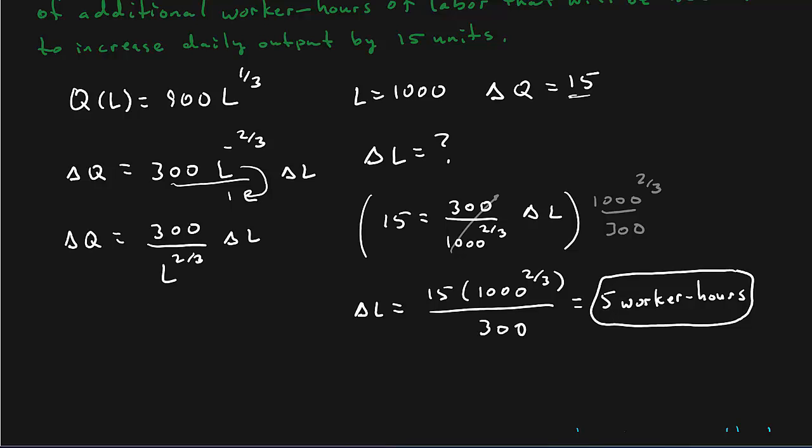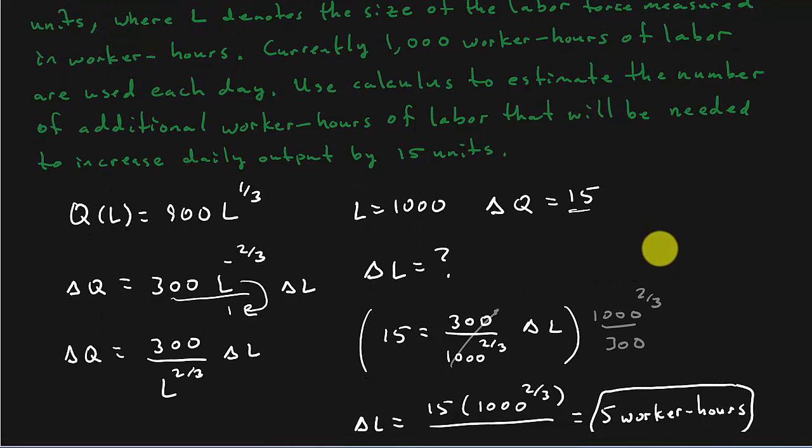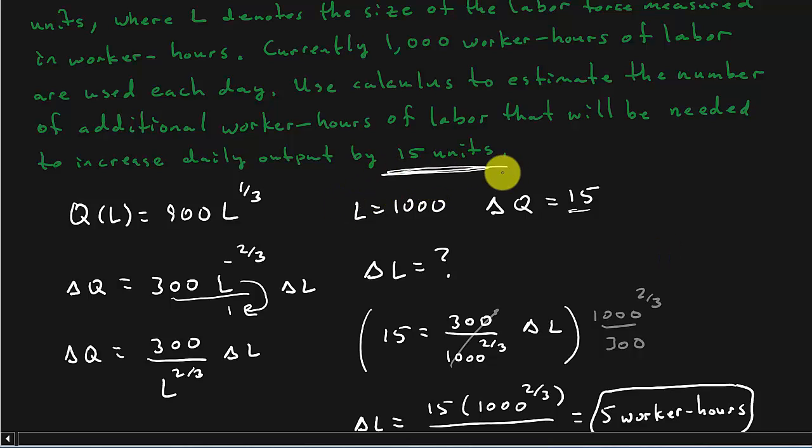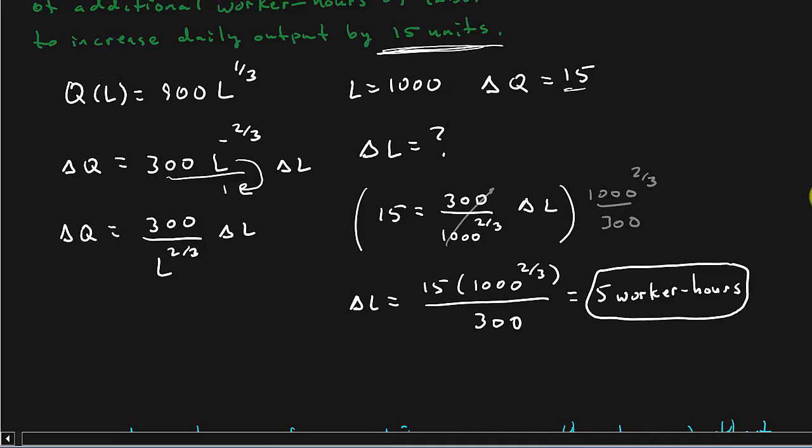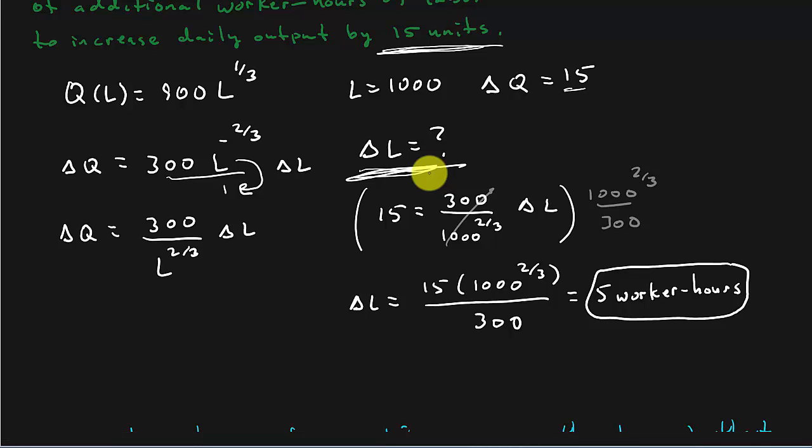So the thing is, and this is a pretty good example, you've got to understand that delta Q means the change. Delta whatever is the change in something. That's how much it's changing. They tell us that the units change by 15, so that's why delta Q is 15. And they want to estimate the number of additional worker hours. So how do the hours need to change? That's delta L. Then you just plug everything in and solve for whatever you need to solve for.